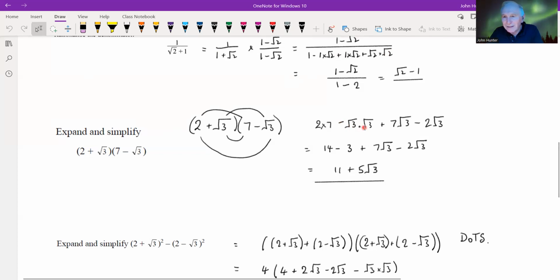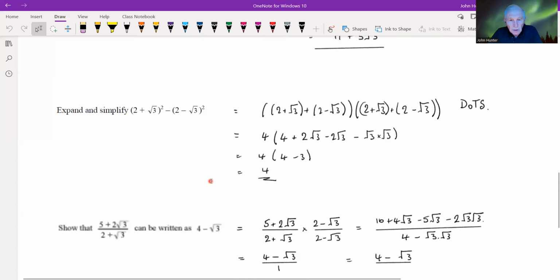3 times root 3, minus root 3 times root 3 is going to be 3. And then we've got 7 root 3 minus 2 root 3. Okay, so 14 minus 3 is 11. 7 root 3 minus 2 root 3 is 5 root 3. So that is the simplified expansion of this expression here. Okay, so that's another example, and it's a typical kind of question.